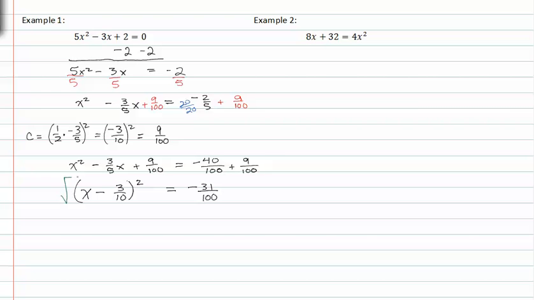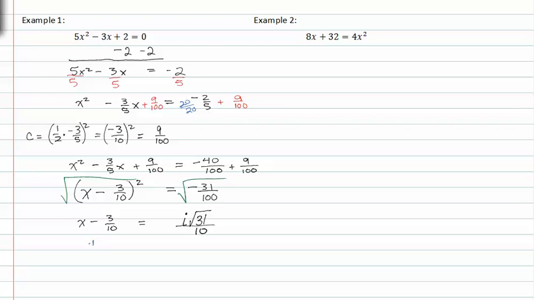Taking the square root of both sides to solve for x, we get x minus 3/10 is equal to the square root of -31/100. Notice that the square root of 100 in the denominator would be 10, so we don't have to worry about rationalizing the denominator, but we do have a -31 in the numerator. So we're going to have to pull out the i and leave the square root of 31.